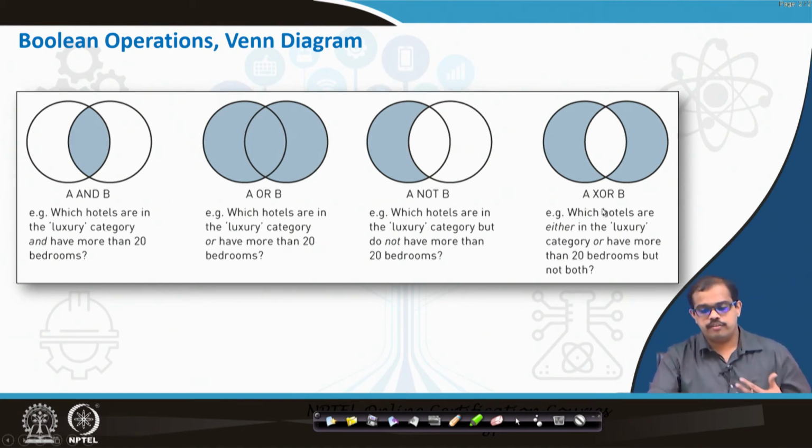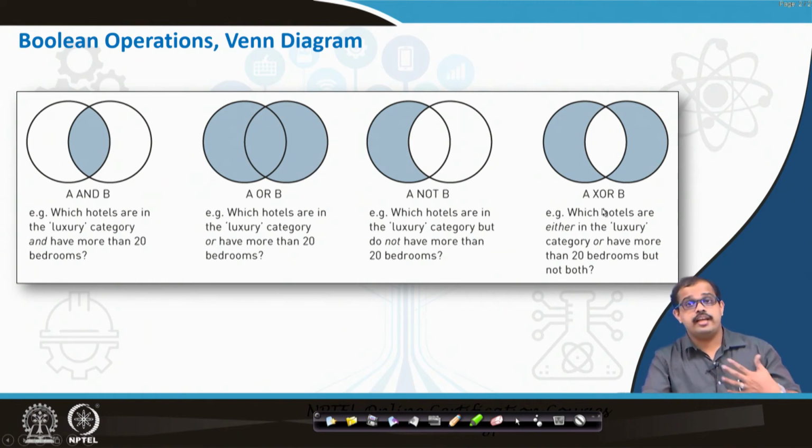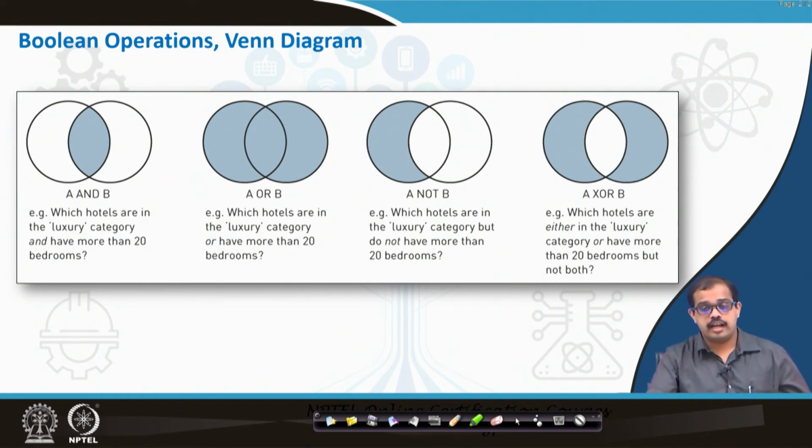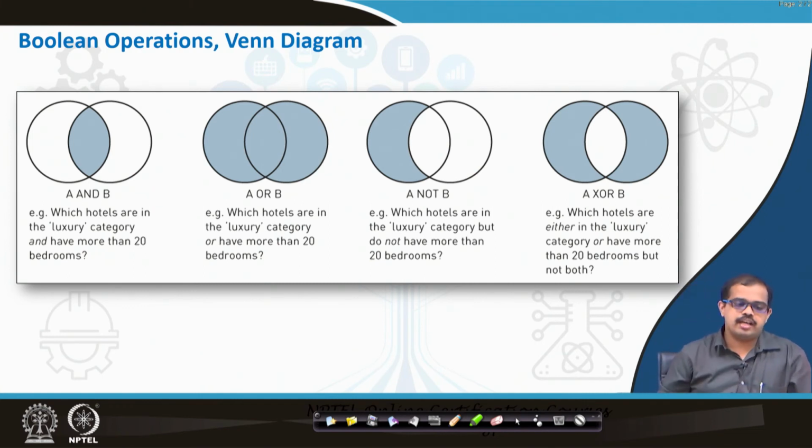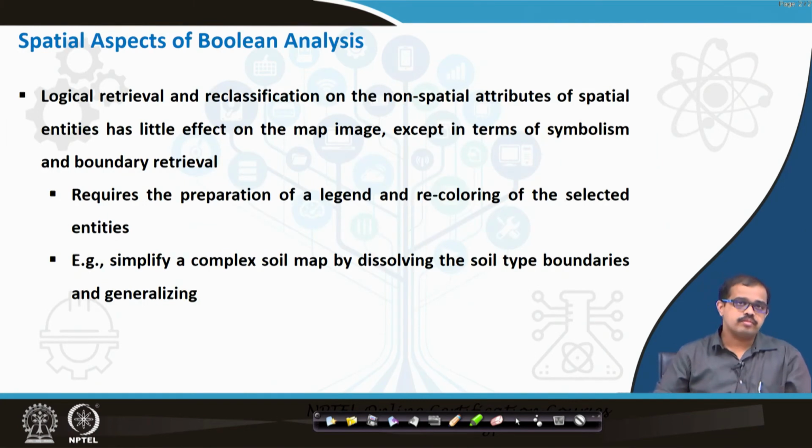Which hotels, for example, if you are looking at operations like A XOR B, which hotels are either in luxury category or have more than 20 rooms, but not both, then you have to look at XOR. So, these are different Boolean operations that you can look at. Okay.